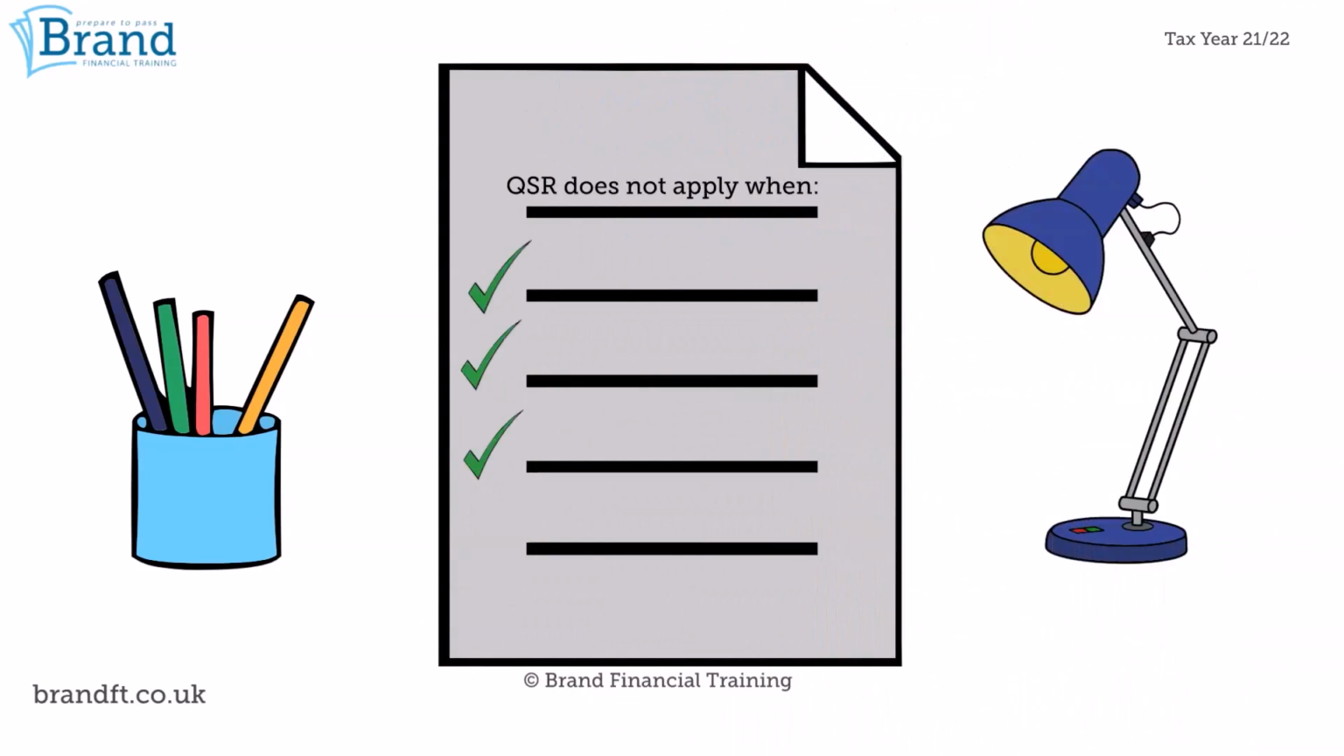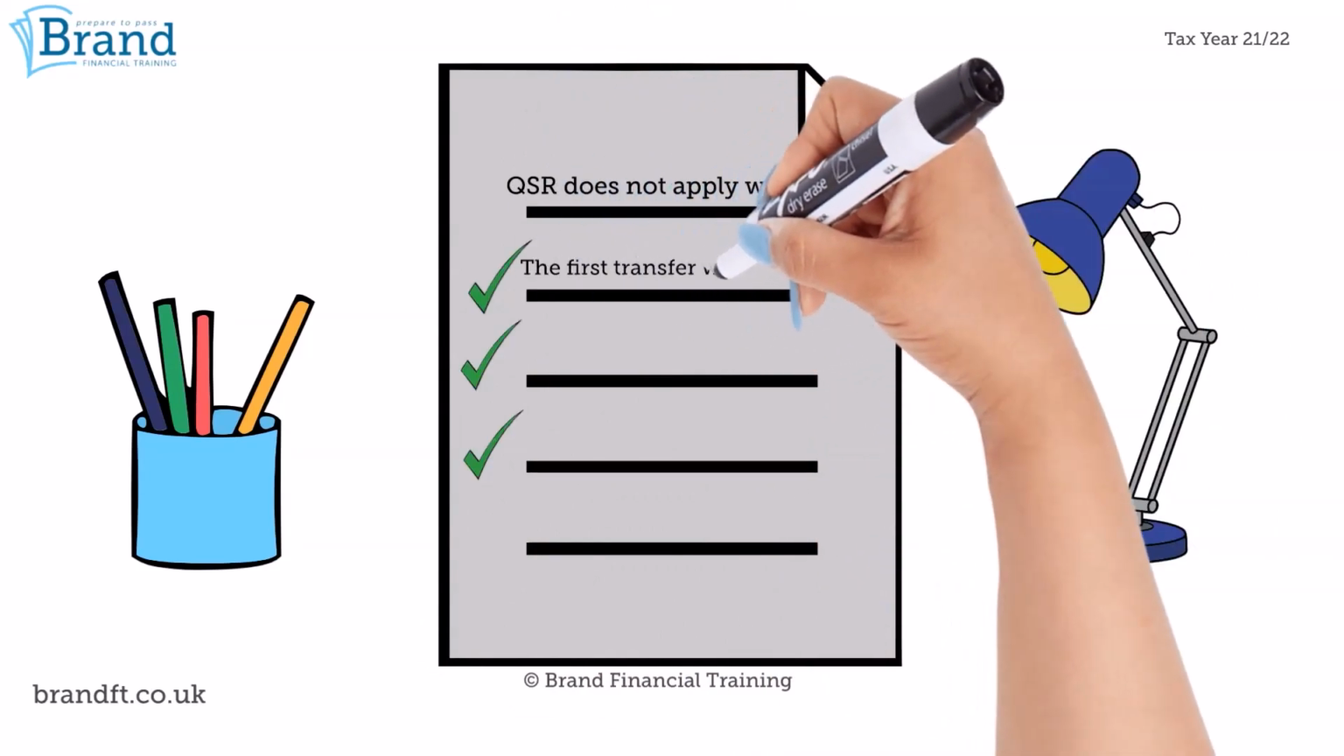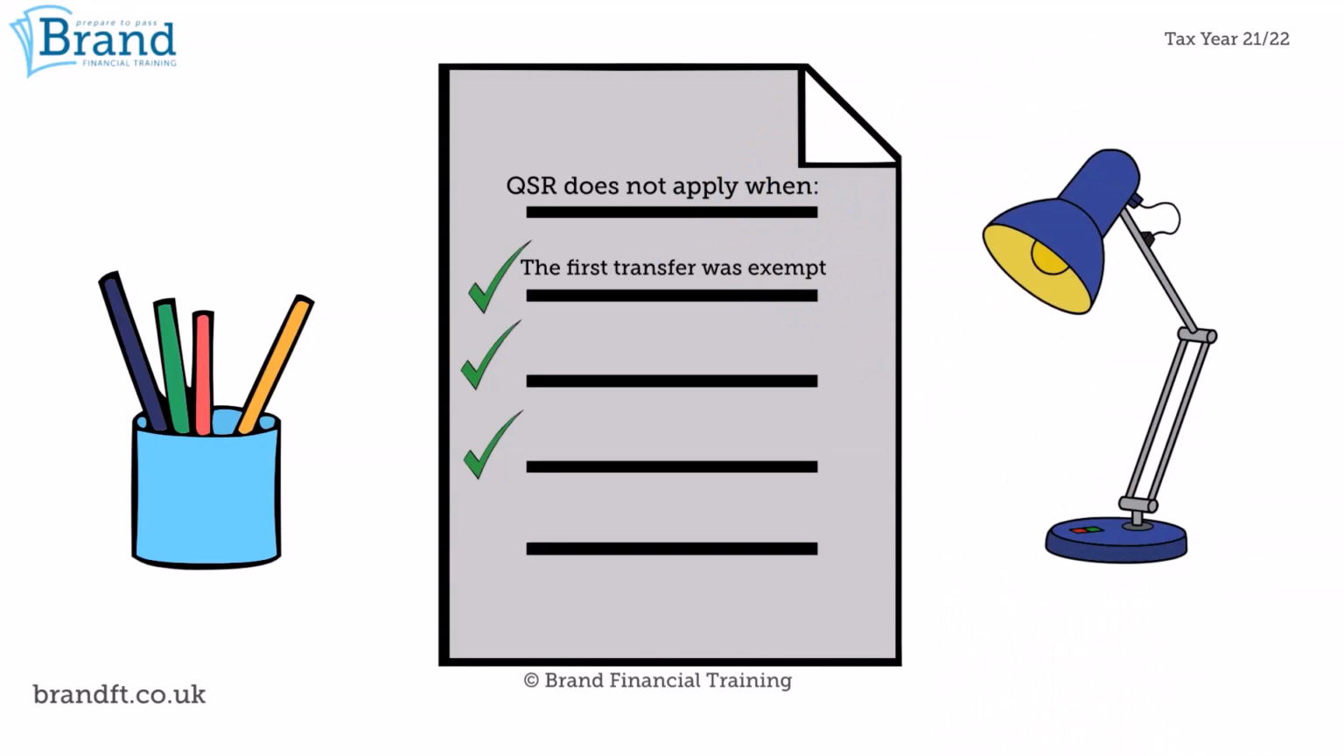You should be aware that quick succession relief does not apply on a number of occasions. This includes where the first transfer was exempt, where the first transfer was chargeable but IHT was not paid because it was below the available nil rate band, and where 5 years or more have passed since the first transfer was made.